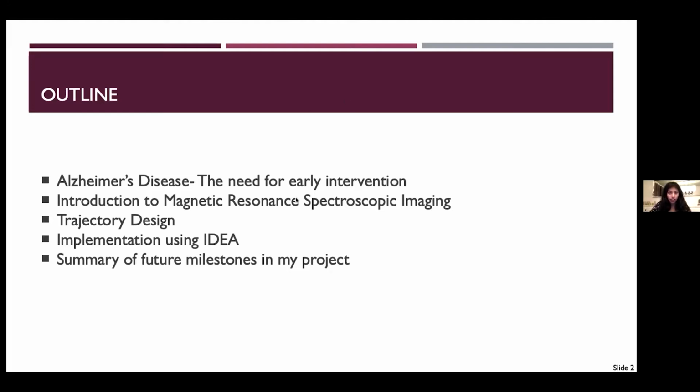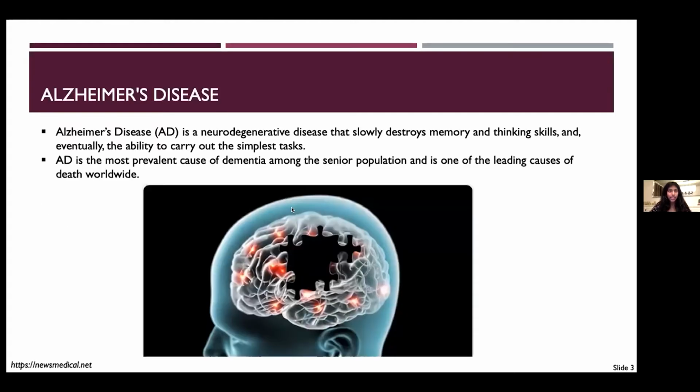So, yeah, Alzheimer's disease is a neurodegenerative disease that slowly destroys memory and thinking skills. And this leads to the person not being able to move, and they are not even able to carry out the simplest tasks out there. And Alzheimer's disease is the most prevalent cause of dementia among the senior population and is also one of the leading causes of death worldwide.